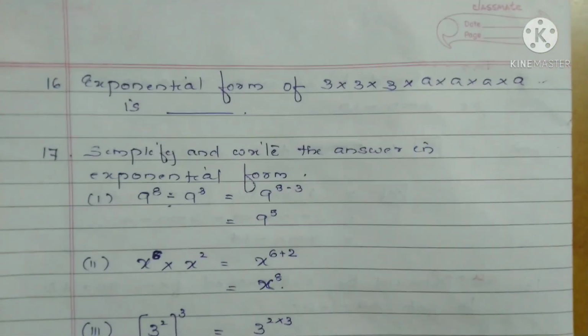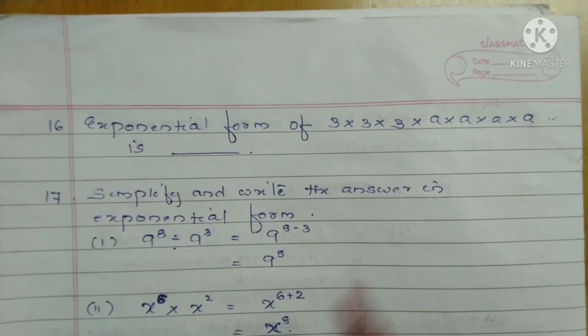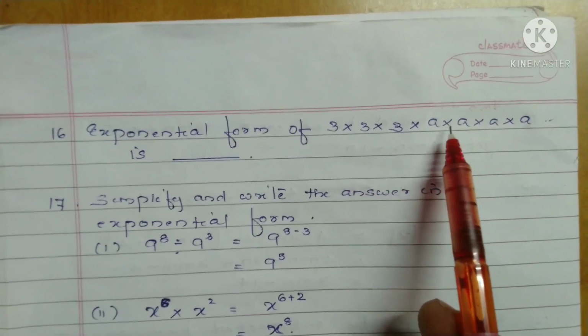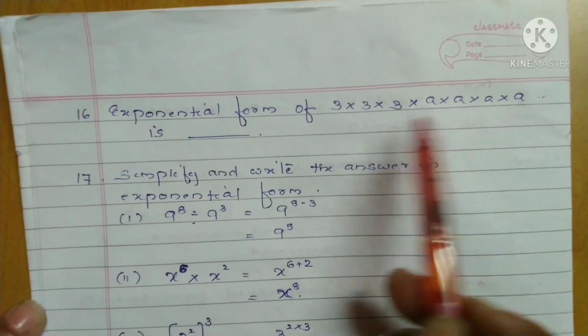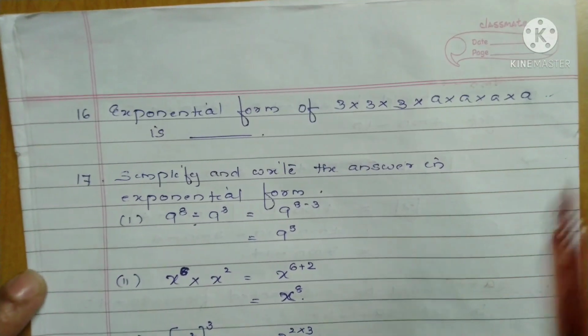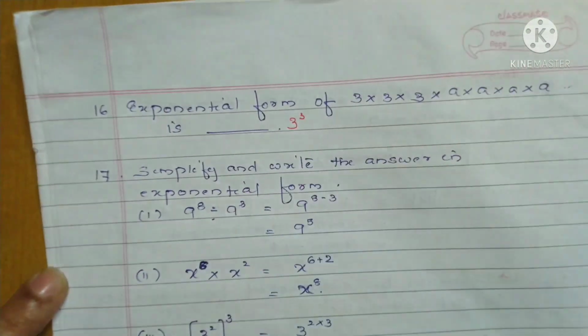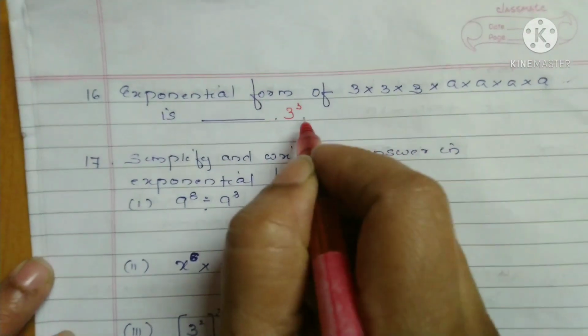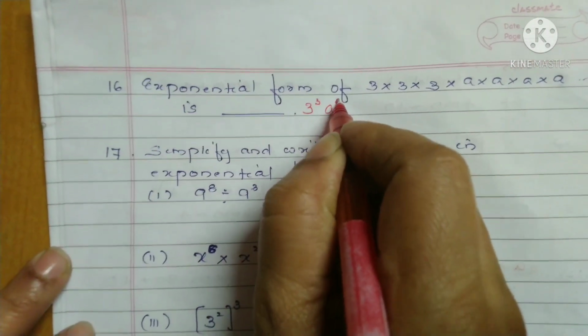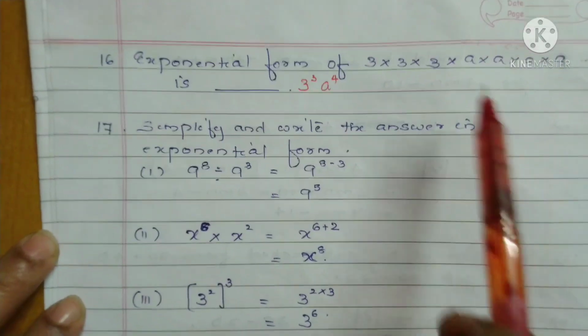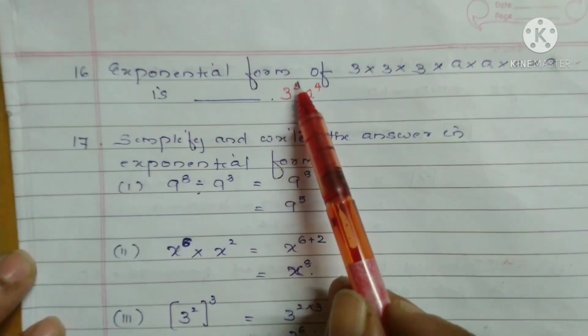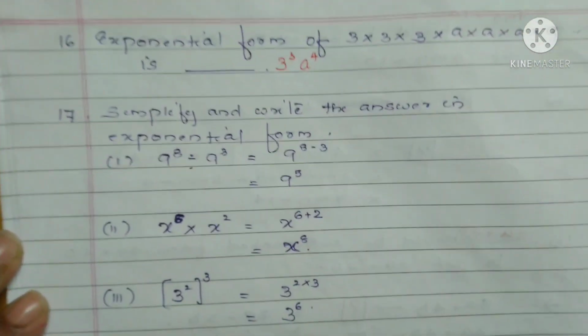Next question, exponential form of 3 into 3 into 3 into a into a into a into a. So 3 appears 3 times and a appears 4 times. So 3 times means 3 raised to 3 and a 4 times means a raised to 4. So this is the exponential form: 3 raised to 3 into a raised to 4.